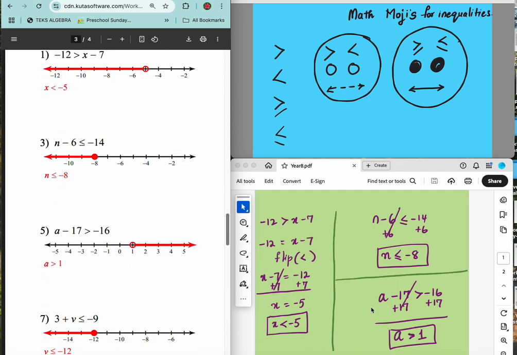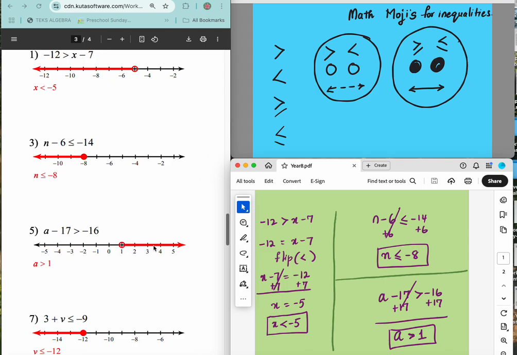The next example, a minus 17 is greater than negative 16. So you would add 17 on both sides. Positive and a negative, they cancel each other. So a is greater than 1. Greater than 1 has to be going in the right direction. Based on the symbol, we would refer to it as an empty circle, and the graphing would be something like this.